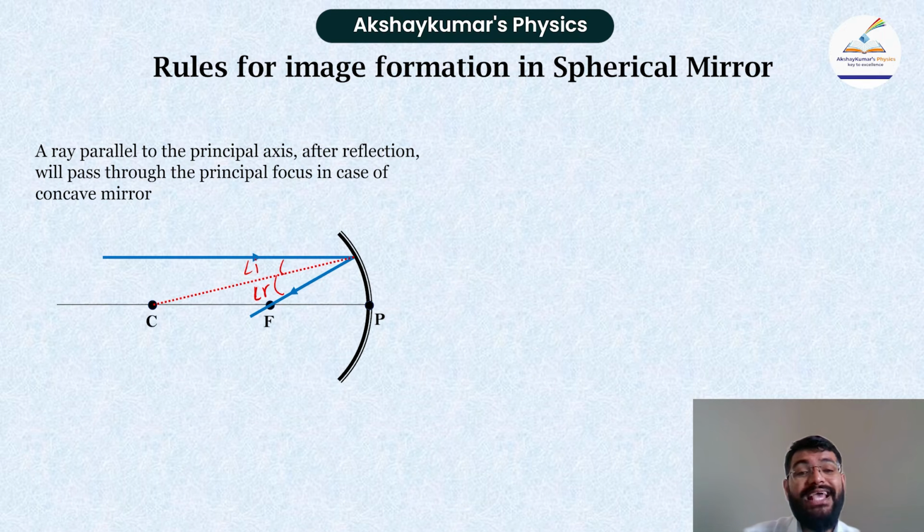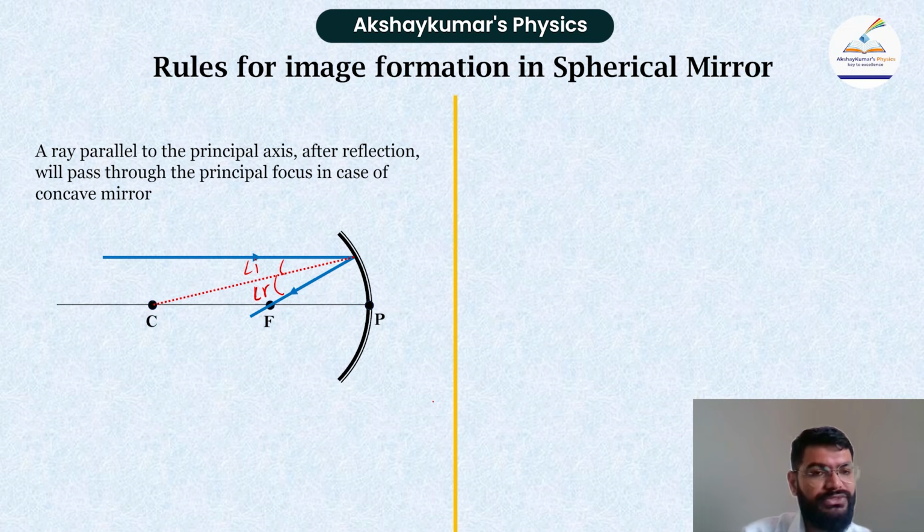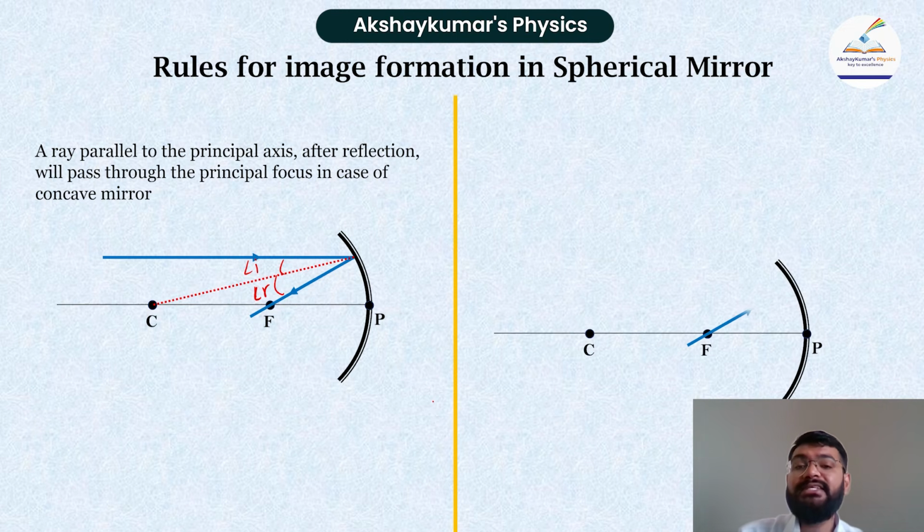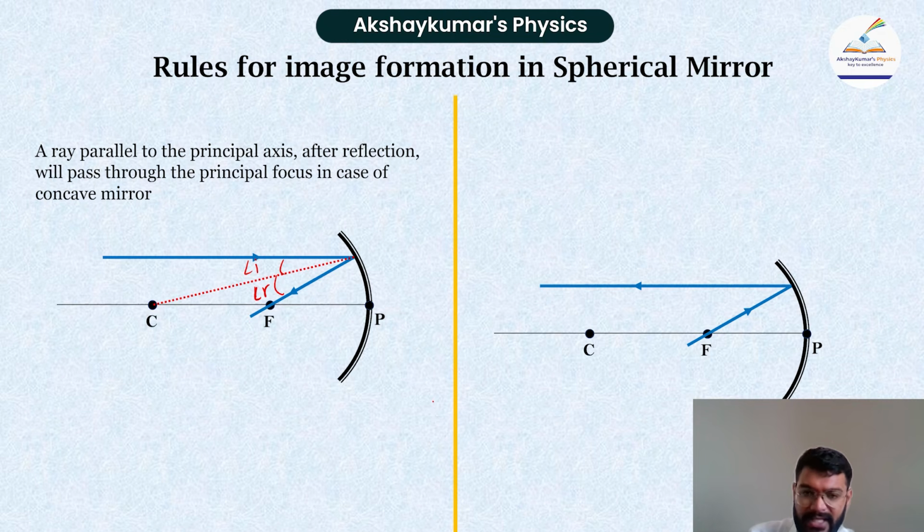Now, the second rule for the image formation is vice versa for the first rule. Now, what will be the vice versa? If the incident ray is passing through focus, after reflection, it will be parallel to principal axis. Again, the normal is going to be through the center of curvature. Here also, the angle of incidence will be equal to angle of reflection.